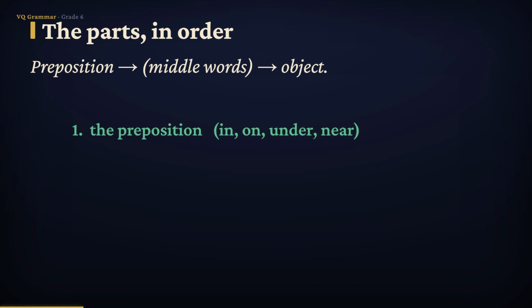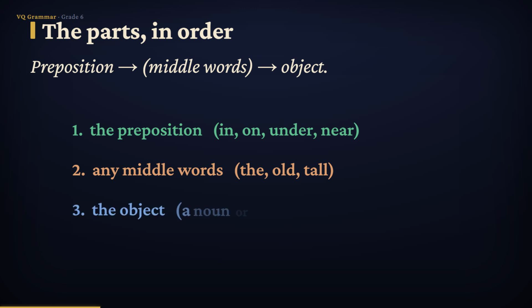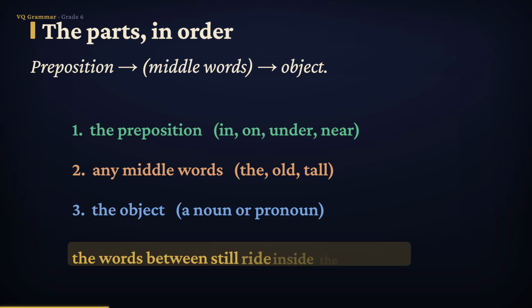A prepositional phrase can have three parts. First comes the preposition, words like in, on, under, or near. Then, in the middle, you can have a few extra describing words, like the, old, or tall. And last comes the object, a noun or a pronoun. Here's the part students sometimes forget. Those middle words still ride inside the phrase. They belong to it. So a phrase can be just two words, or it can stretch a little longer with describers packed in the middle.